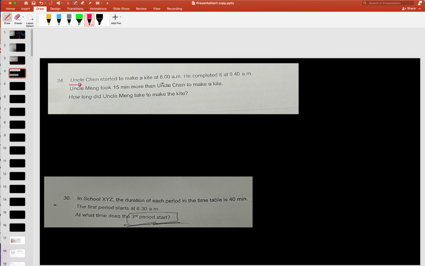Uncle Chen started making a kite at 8. So basically you write down 8 a.m. and then you write down Chen, and you can also write down this is the start time. Okay, so you need to write down in more detail, instead of just writing down 8. Now it says he completed it at 9:40 a.m. So this is 9:40 a.m. and you write finish, or you can call it end. So you can see that start is 8, end is 9:40.